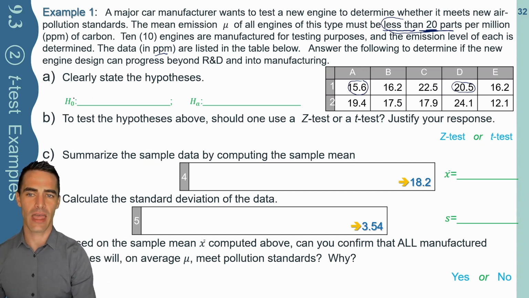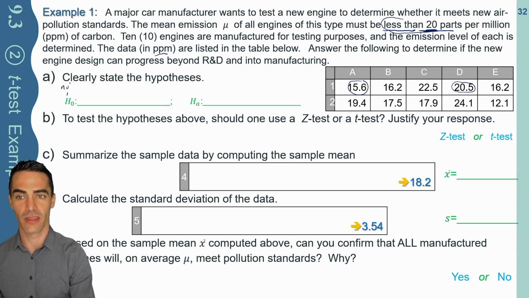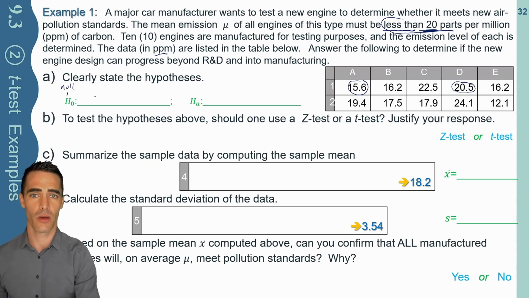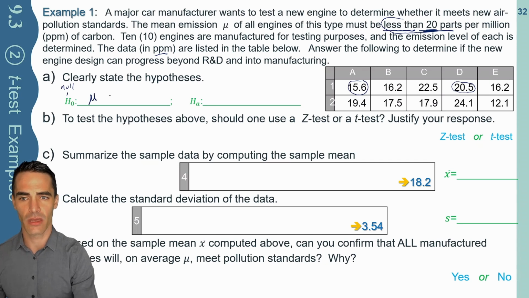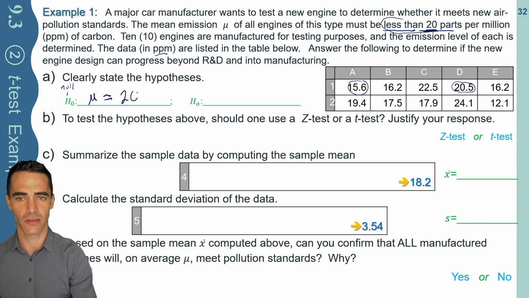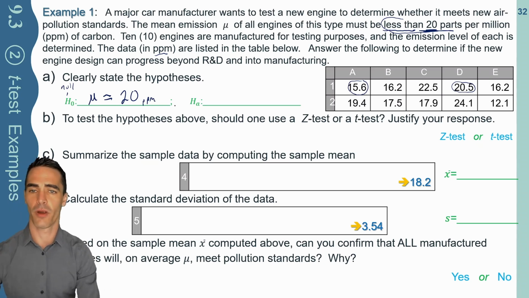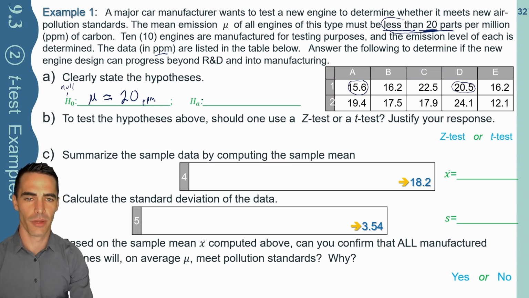Let's state the hypotheses. The first one is the null hypothesis, the status quo. They're talking a lot about averages or means, and so I know this is going to be a mean. Again, the null hypothesis is always going to be equal to, and our standard, it looks like it's 20 parts per million. So I should say the mean is equal to 20. And if you want to give it some units, we can say ppm for parts per million carbon.